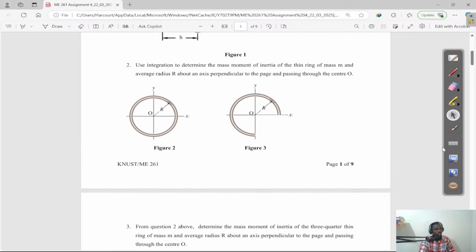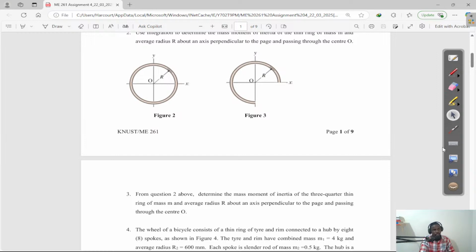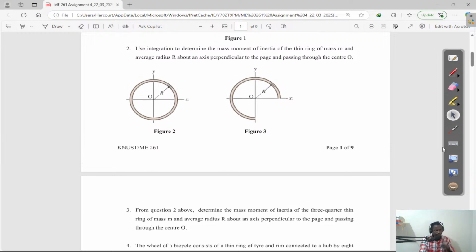Okay, so we are supposed to determine the mass moment of inertia of the 3/4 thin ring with average radius r. So we're just looking for this one. As you can see, this is the 3/4 of the total, right? So either we subtract 1/4 from the total moment of inertia we had, or we multiply the total by 3/4.